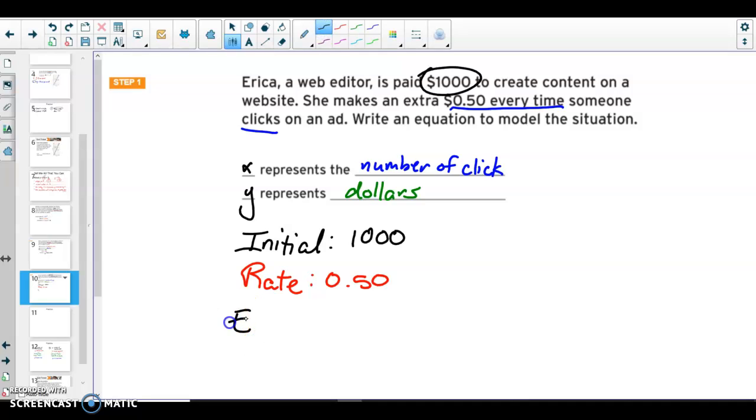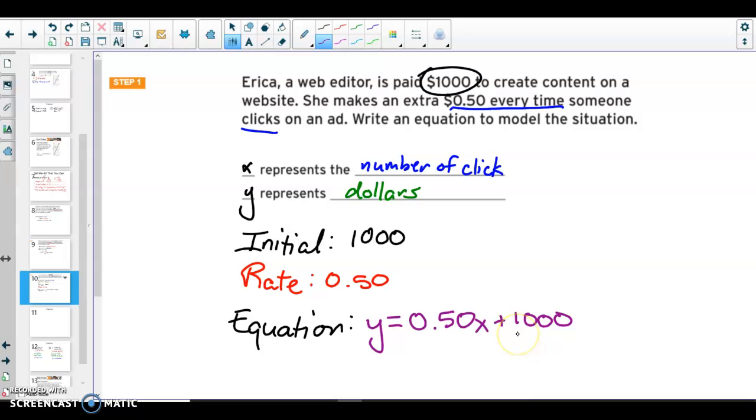So it is time for the equation. Here it comes, y equals mx plus b. Y equals, put your rate with x, plus our initial value of 1,000. Voila. The math. It's done. How nice.